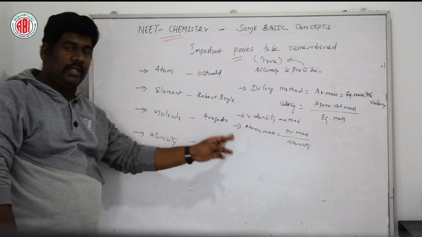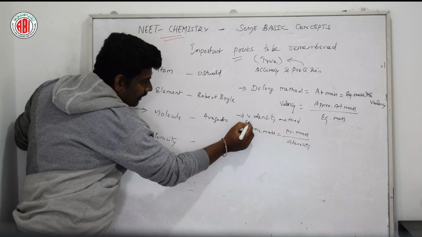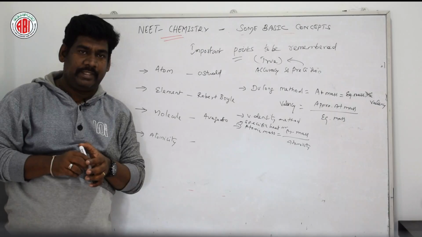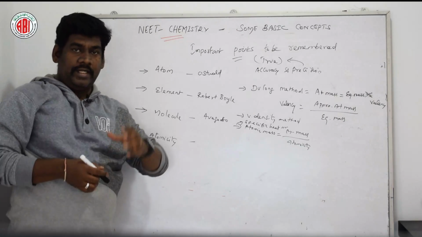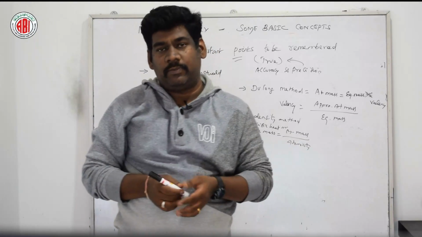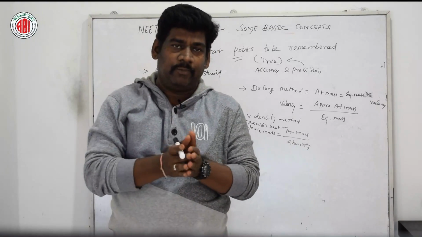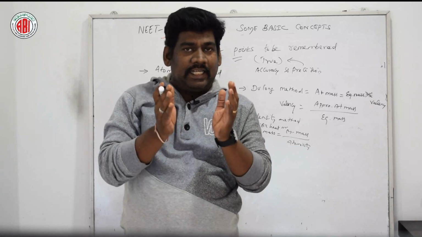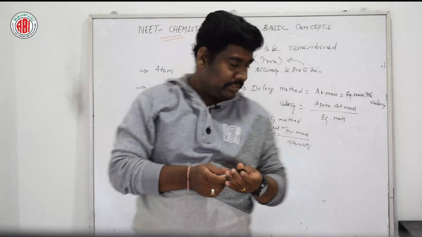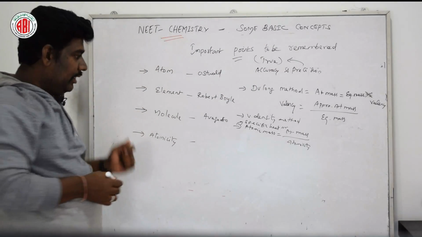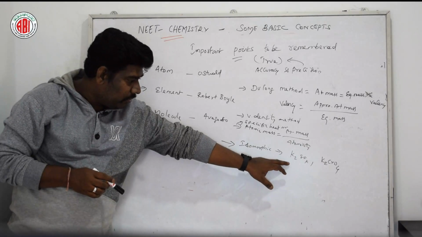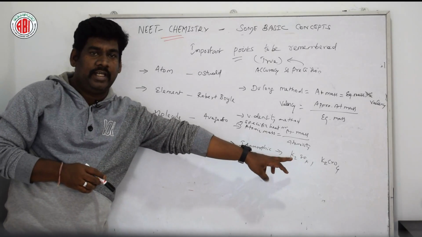So the third method is the specific heat method. And the last method is the isomorphism method, or isomorphic method. According to this method, which is based on the law of isomorphism, any compounds which have identical crystal structures have similar constitutions and chemical formulae. A few examples for this isomorphic method are K2SO4 and K2CrO4.